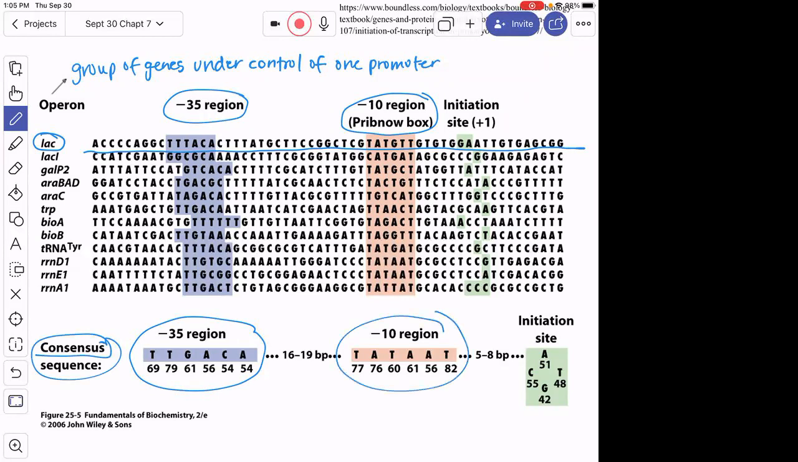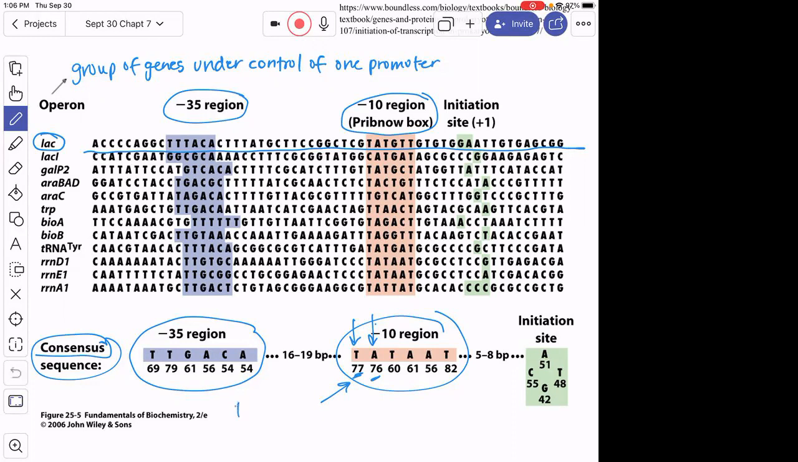So in other words, most often here, that first base is a T, 77% of the time. And then 76% of the time, the next one is an A. All right, so we understand that the closer the promoter region of the Lac Operon is to that consensus sequence, the more likely RNA polymerase is to bind. All right, so that's just what I'm trying to take home here.